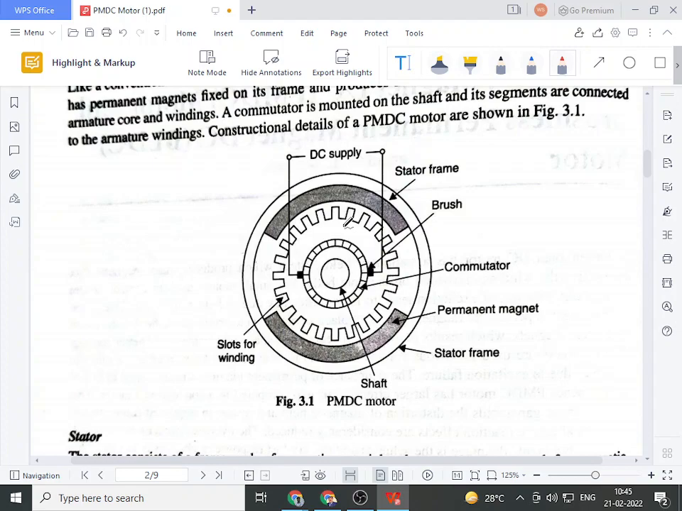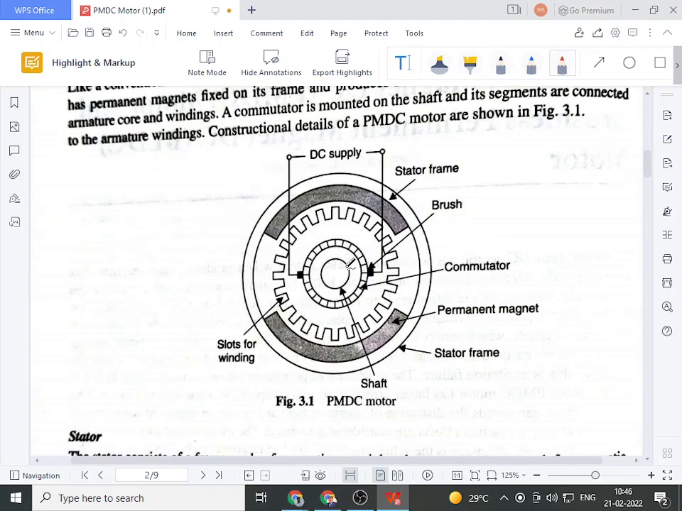We are talking about PMDC, not BLDC. So in PMDC the same mechanical commutation is used, similar to a conventional DC motor. There is a commutator, and as a commutator exists, definitely we require brushes. To extract and to supply current to the armature winding, we require a brush arrangement.